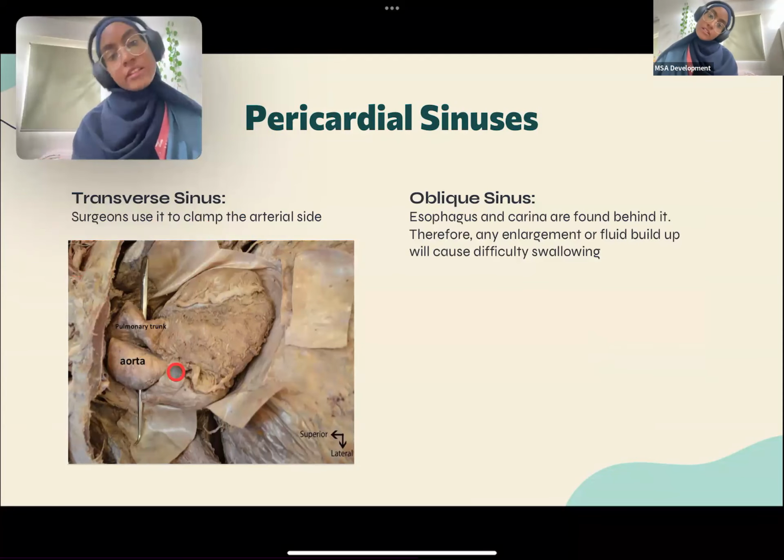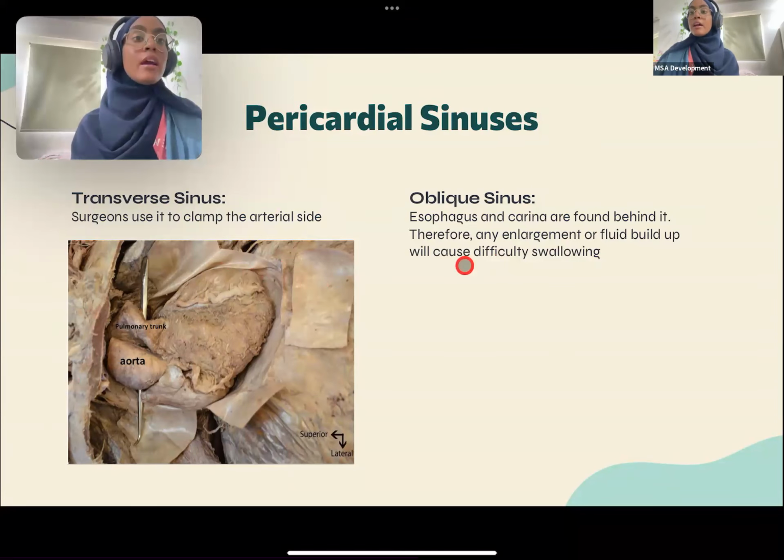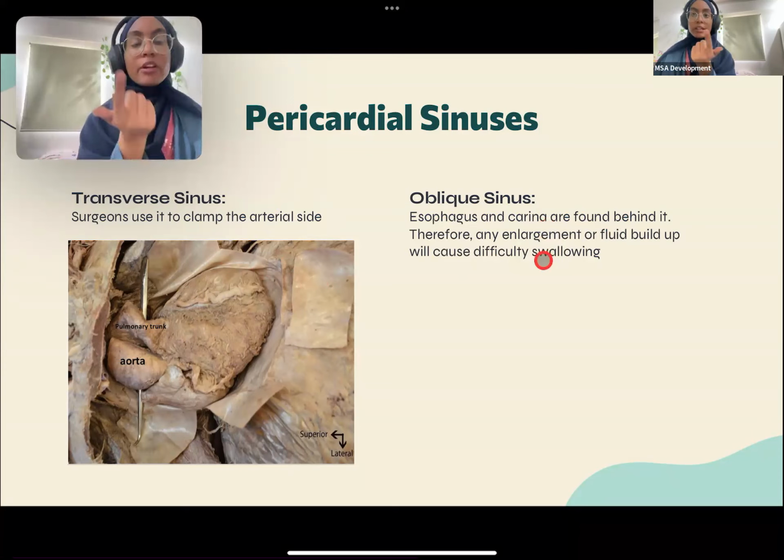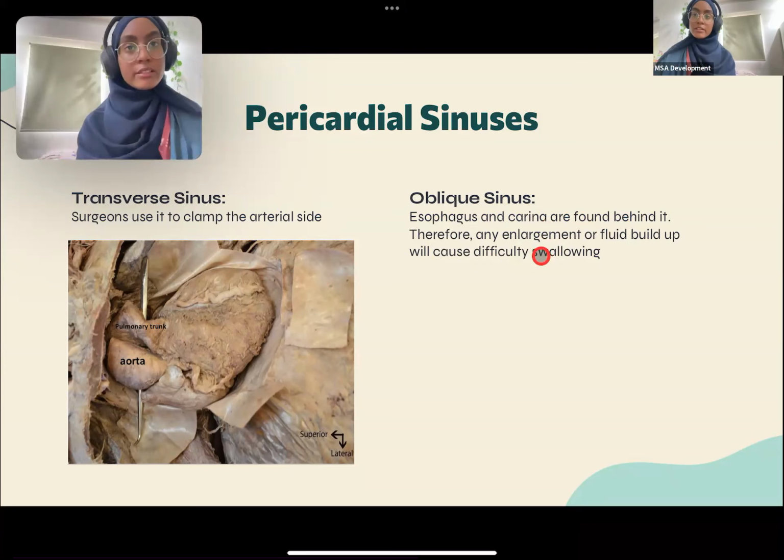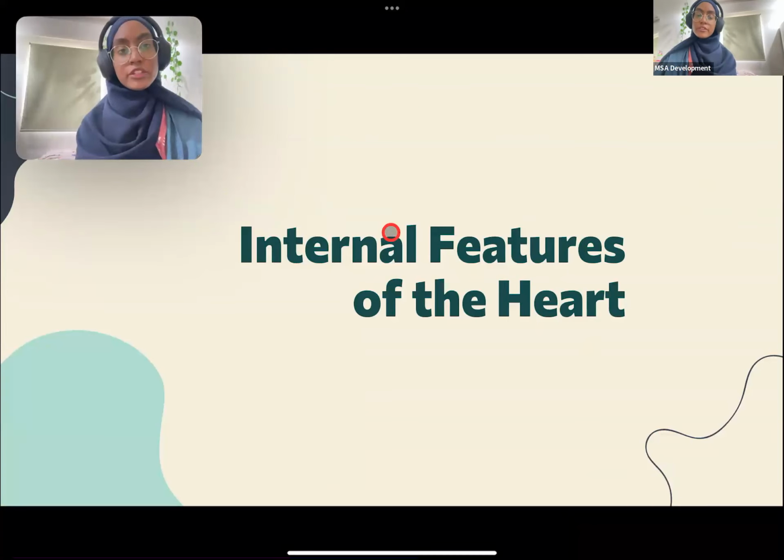The transverse sinus, this is the transverse sinus. It's very important because surgeons use it to clamp the arterial side during surgery. Okay? Temporarily, obviously. Now, for the oblique sinus, behind it, we have the esophagus and we have the carina. If for any reason there's an enlargement or fluid buildup, then we'll have difficulty swallowing. That's it for external features of the heart.